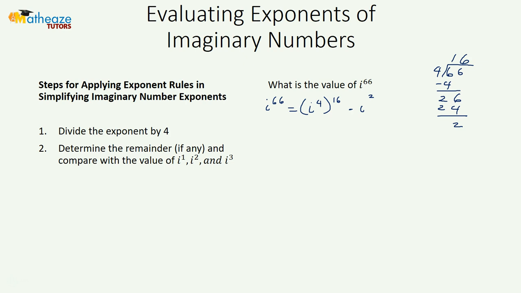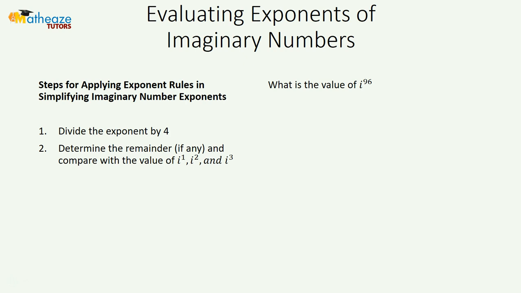So you can observe a pattern. We divide by 4 and create the multiplication rule on the exponent here, and then we multiply by i to the power of the remainder, which is 2 here. So this is going to be 1 to the power of 16 multiplied by i squared, which is negative 1. So this is 1 multiplied by negative 1, which is going to give us negative 1.